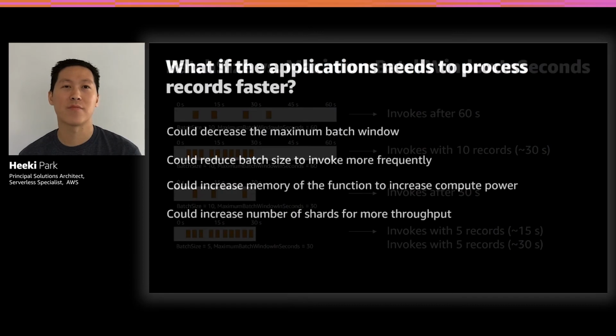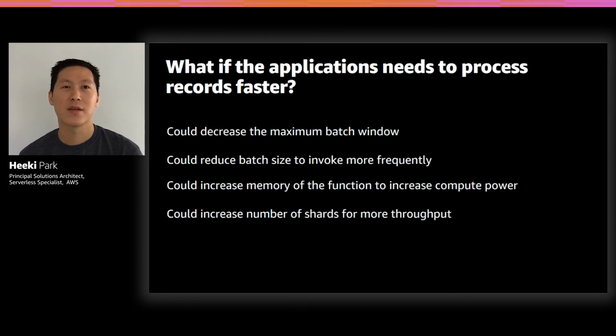But what if we wanted to process records faster? If we decrease the maximum batch window size time, we essentially reduce the time the poller batches and waits to invoke the function. This could work if event ingestion is consistent, but also could result in more function invocations than is potentially needed, especially in cases where record ingestion is light. If we reduce the batch size, we reduce the required number of records before a function is invoked.